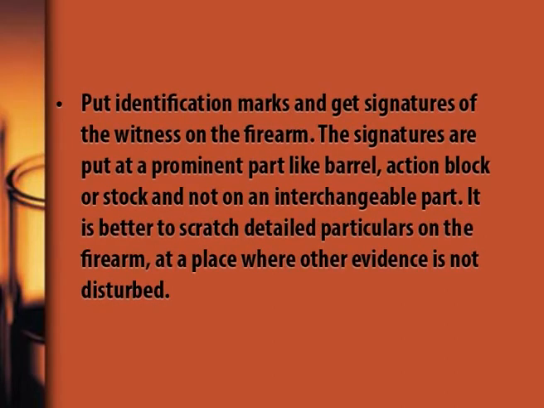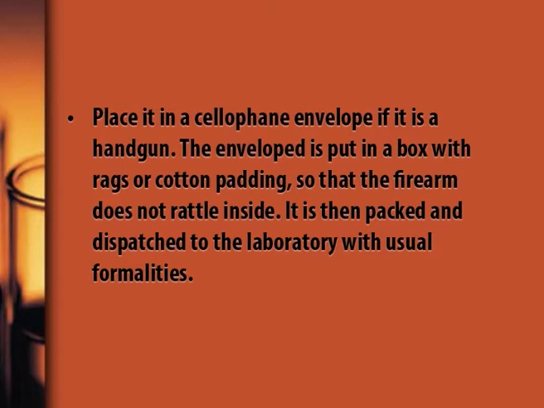Put identification marks and get signatures of the witness on the firearm. The signatures are then put at a prominent part like barrel, action block or stock and not on an interchangeable part. It is better to scratch detailed particulars on the firearm at a place where other evidence is not disturbed. Place it in a cellophane envelope if it is a handgun. The envelope is then put in a box with rags or cotton padding so that the firearm does not rattle inside. It is then packed and dispatched to the laboratory with usual formalities.